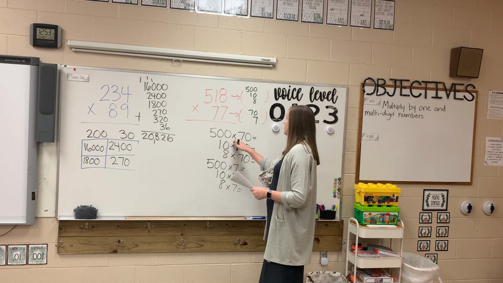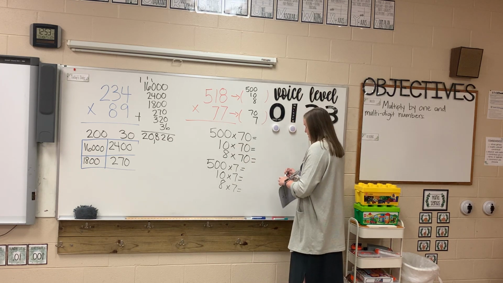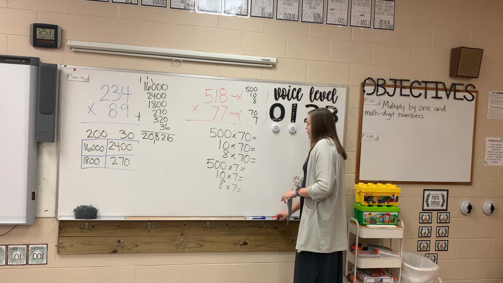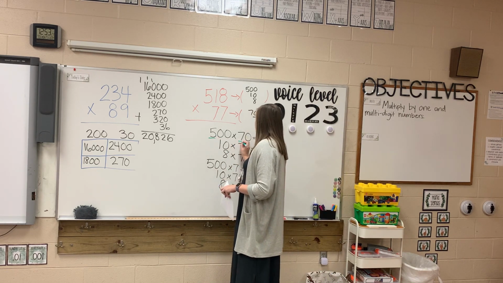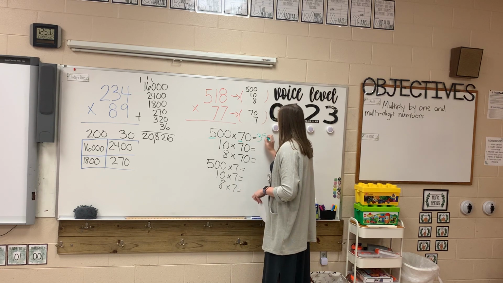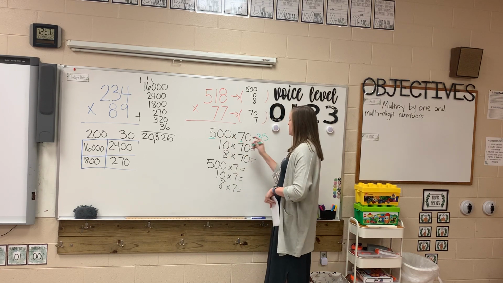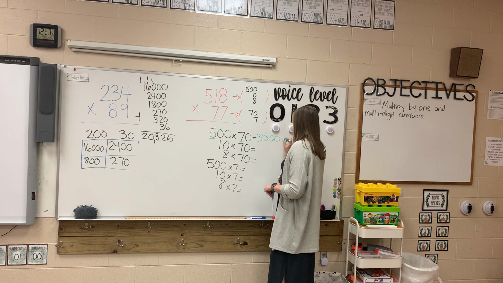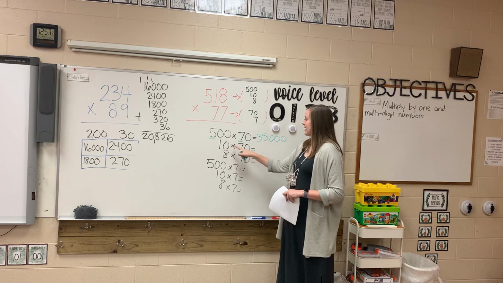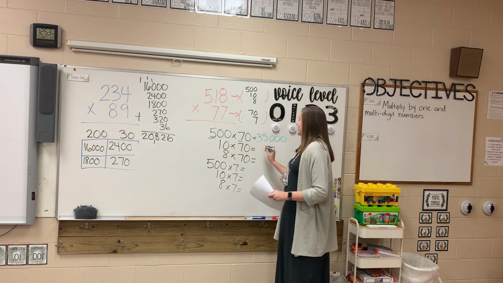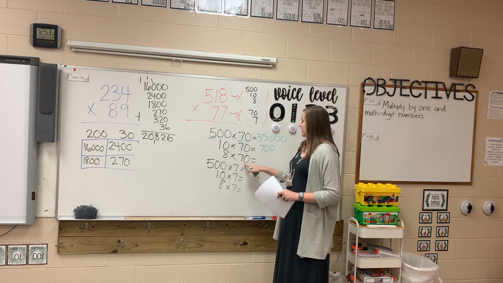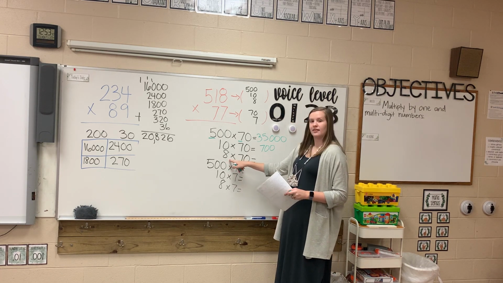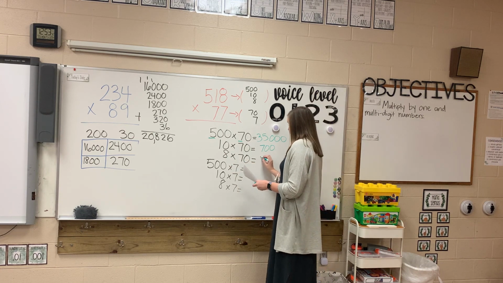So we're going to look at 500 times 70. We're going to look at those first two digits. 5 times 7 we know is 35. And we need to add 1, 2, 3 zeros. 10 times 70, 700. 8 times 70, 560.